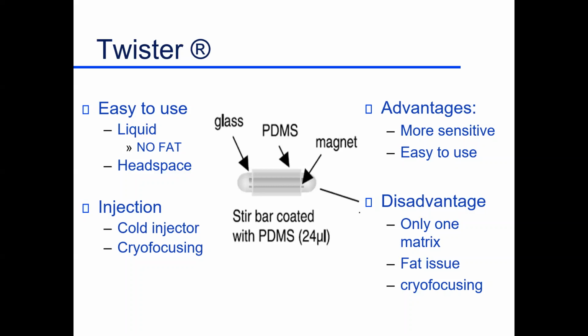It doesn't work if there's fat in the sample. If there's fat in the sample, where does the fat go? It goes onto your coating. And then you try to volatilize that inside your gas chromatograph. Not a good deal. So really no good if there's fat. If it's a liquid, no fat, good. You could put that into headspace, that's good. And so it has its place.